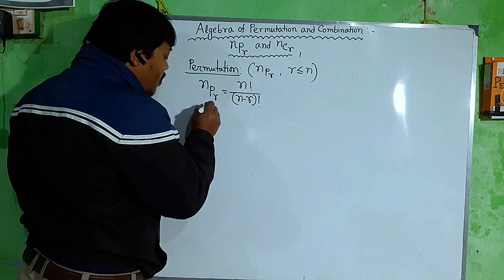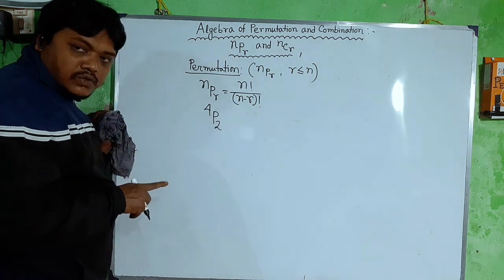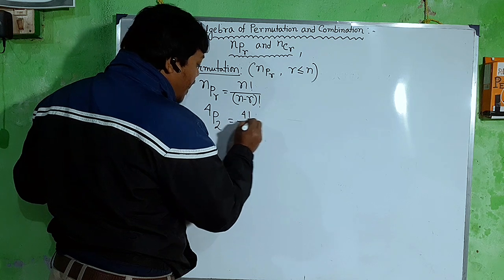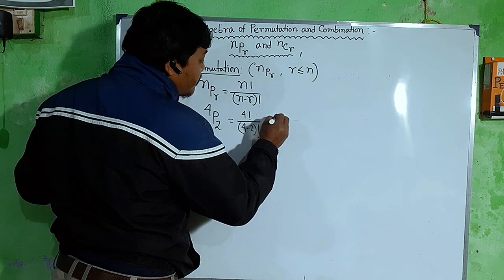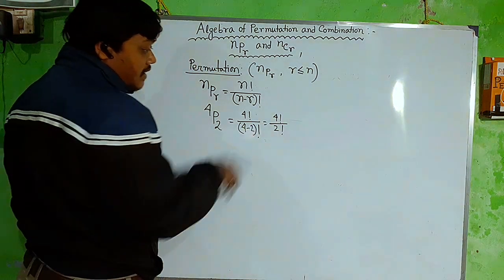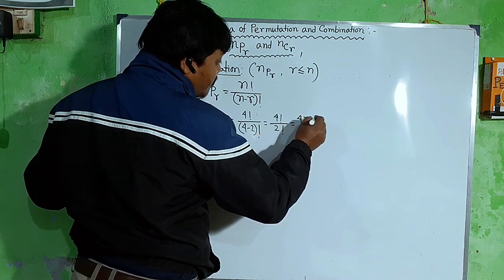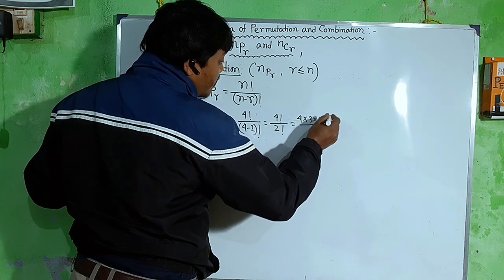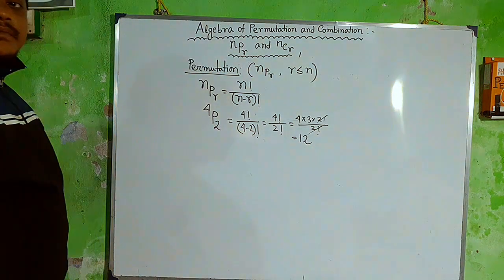So what is the value of 4P2? Here n equals 4, r equals 2, so that is 4 factorial by 4 minus 2 factorial, which gives 4 factorial by 2 factorial. Someone wrongly answered by cancelling 2 with 2. No, you have to write 4 into 3 into 2 factorial by 2 factorial, and cancelling 2 factorial gives the result 12.